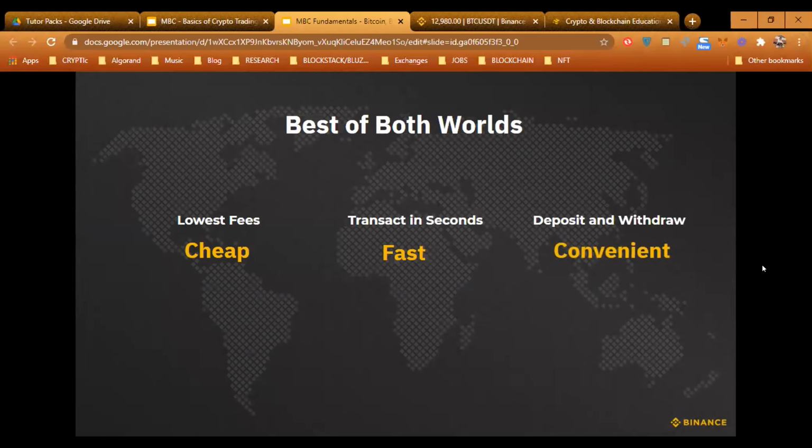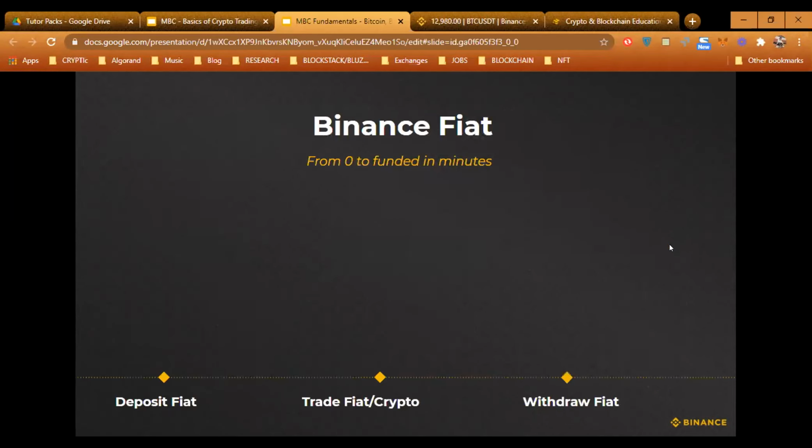Do you know that you can even trade, make your profit, and withdraw those profits in Naira directly to your bank account? Just as you can deposit Naira to your Binance account, you can also withdraw Naira. So let's say you make a trade and you've made a profit of $100. You can actually use $100 to buy Naira and then withdraw it directly to your bank account. So it's very convenient, deposit and withdraw.